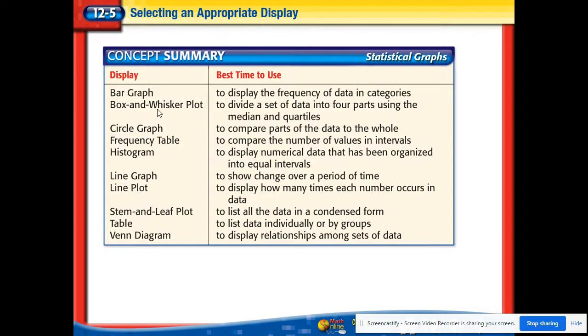Box and whiskers, well, we just finished doing some of that. That's where we break it up into 4 different parts using the different quartiles and the median. A circle graph or a pie graph compares parts of the data as a whole. So percentages, kind of a deal. We have 25% here and 30% here, and it allows us to show it visually that way.